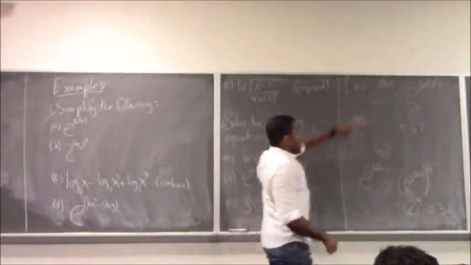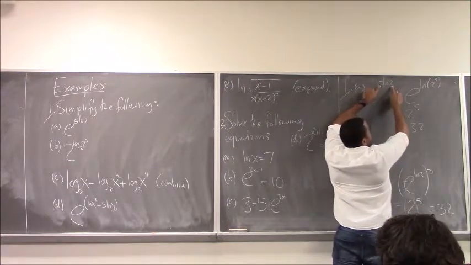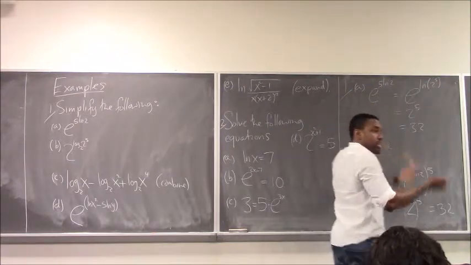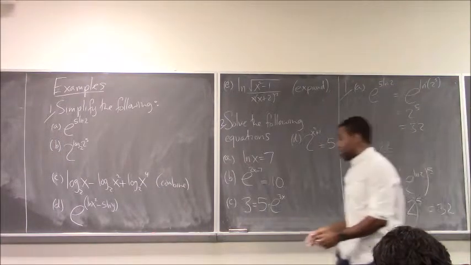It would be wrong to cancel this and then take 5 times 2 and get 10. That would be the incorrect answer. So be careful how you're applying these rules.